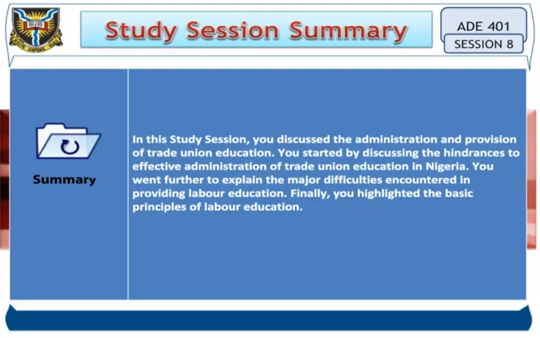Study session summary. In this study session, you discussed the administration and provision of trade union education. You started by discussing the hindrances to effective administration of trade union education in Nigeria. You went further to explain the major difficulties encountered in providing labor education. Finally, you highlighted the basic principles of labor education. This is the end of study session 8.